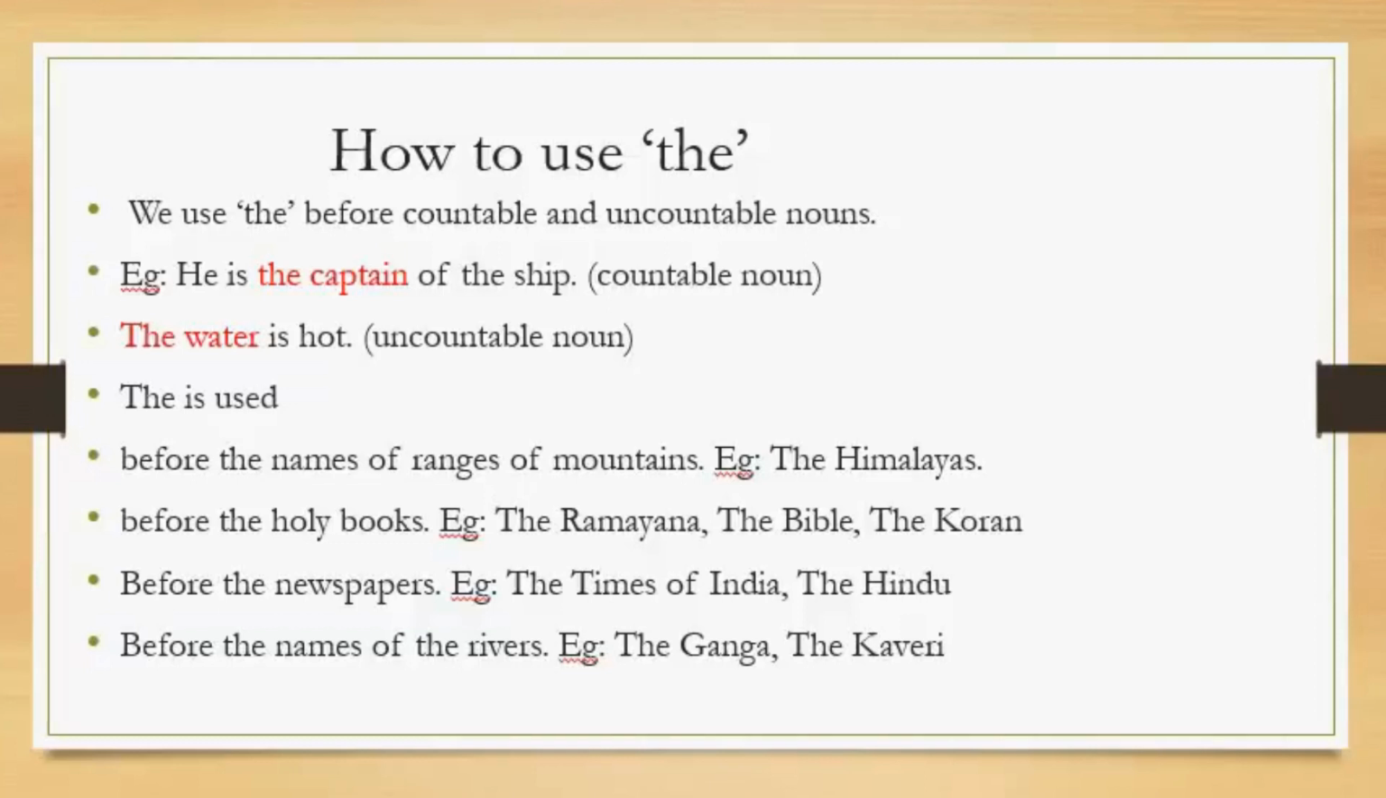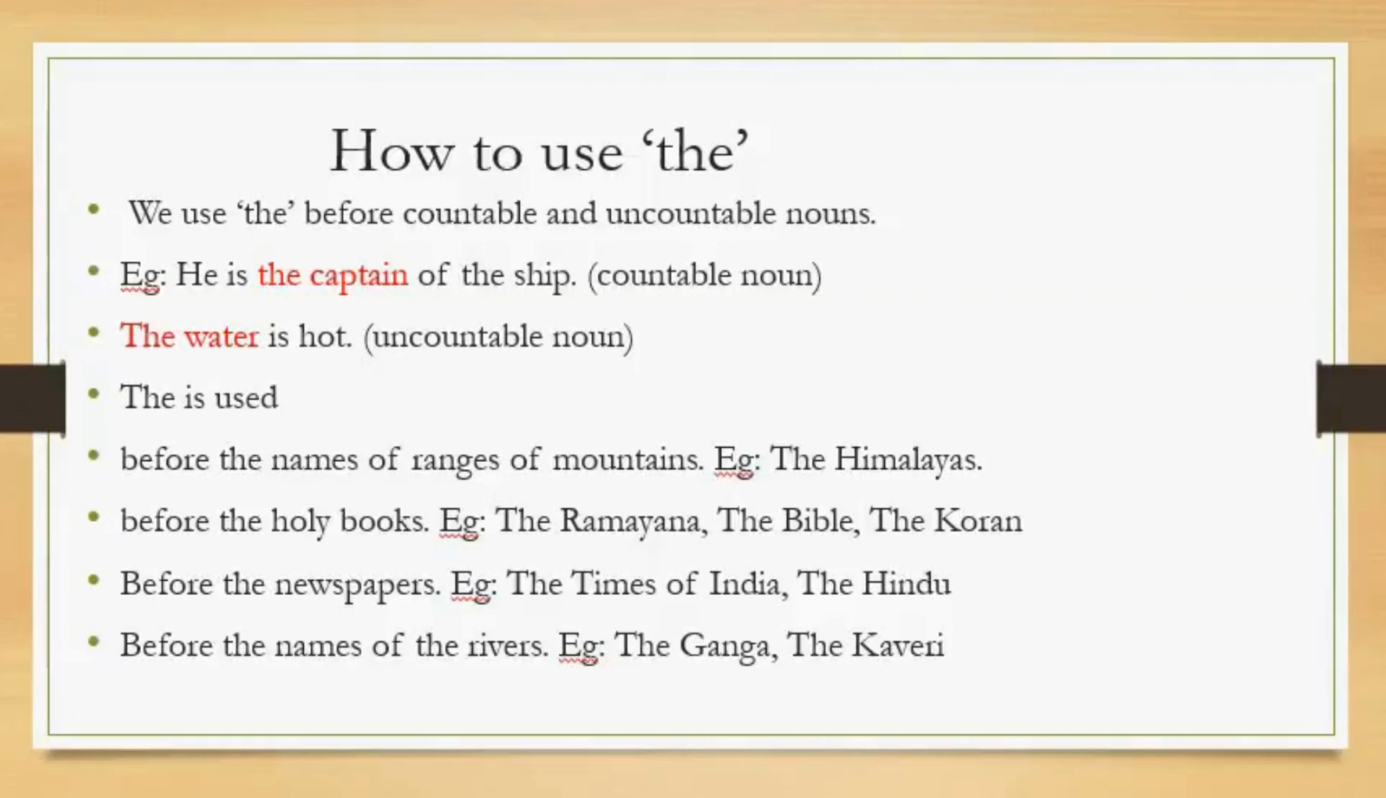For example, clock. One clock, two clocks, one pen, two pens, three pens. It can be counted how many are there. But oil, sand, milk, water, these are all uncountable. We cannot count them. But definite article we use in both the cases depending upon the meaning and the requirement of the sentence.